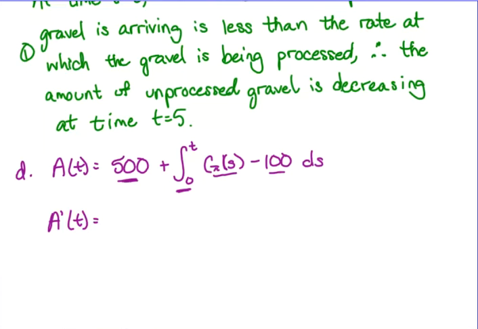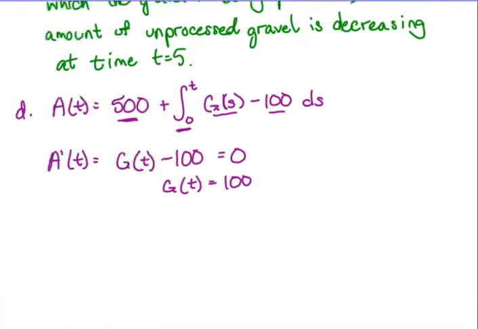So the derivative of 500 is, of course, 0. The derivative of an integral is just the function with the limit plugged in. So that's g of t minus 100. We're trying to maximize that, so we need to set it equal to 0. Again, we would use our calculator to solve that for the time. Plug in your g of t function. You're either trying to find out where it equals 100 or where that minus 100 equals 0.